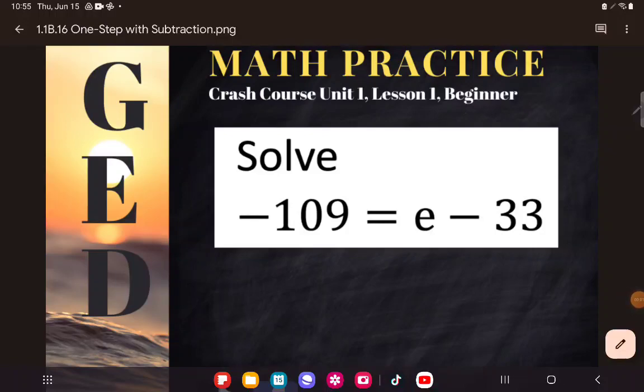Hey, GED students, first thing I want you to do here is breathe. Okay, don't panic at the sight of this negative number. You might be thinking, I'm a beginner, I'm not ready for negatives yet. That's okay. That's not the point of this problem. It's the algebra. So don't let yourself get stymied. Don't let yourself get thrown by complex looking numbers.